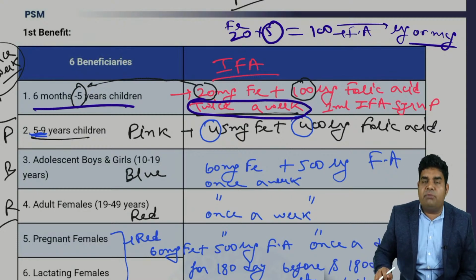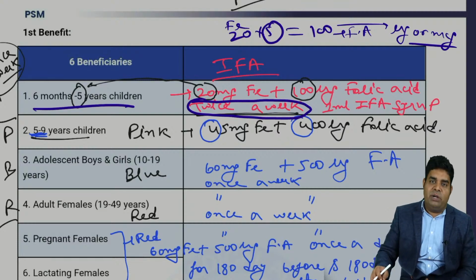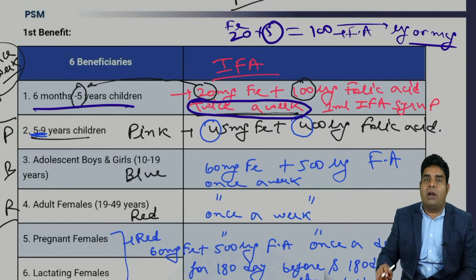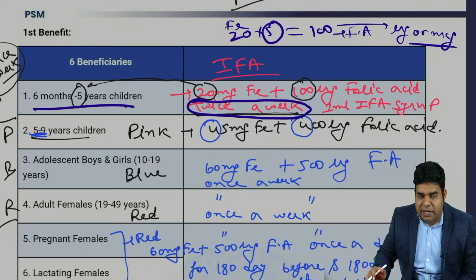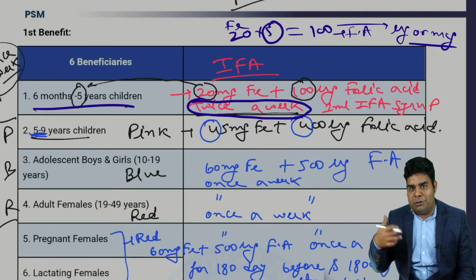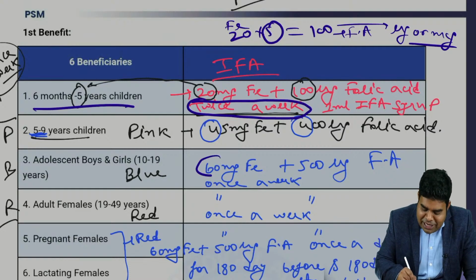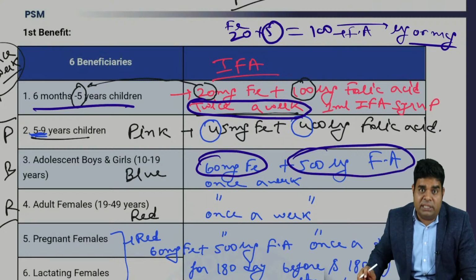Then there is pink color, 5 to 9 years, for our cute little pink children of 5 to 9 years, who are getting 45 milligram iron and 400 microgram folic acid once a week. Then the blue color is for adolescents. Mostly in this age, they watch blue films and so on. And it has 60 milligram iron, 500 microgram folic acid. This question came in INICET already, once a week.